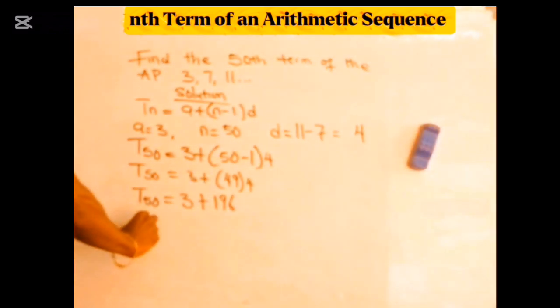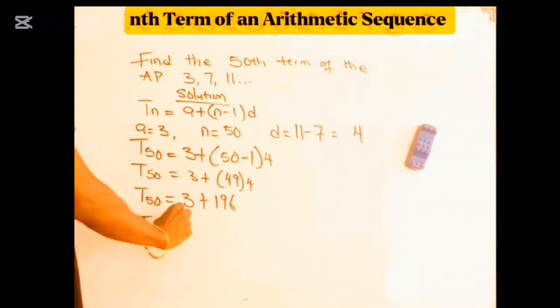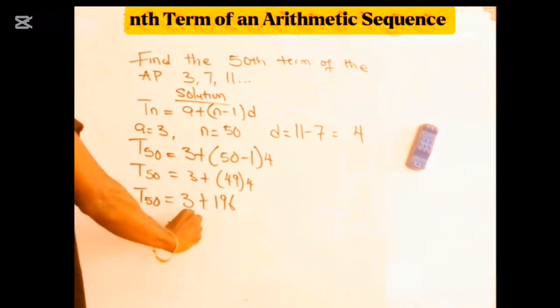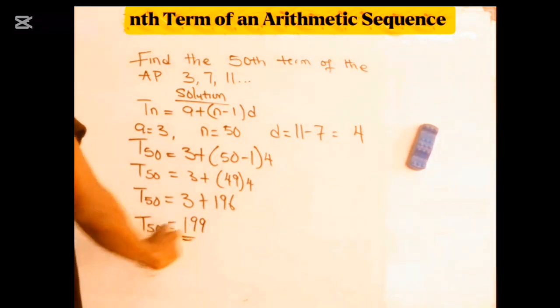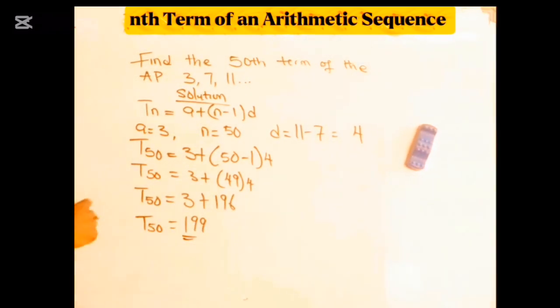So T50 will now be 3 plus 196, that's 199. Hence, the 50th term will give us 199.